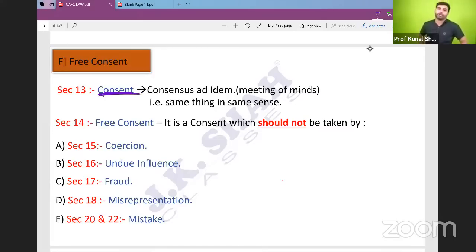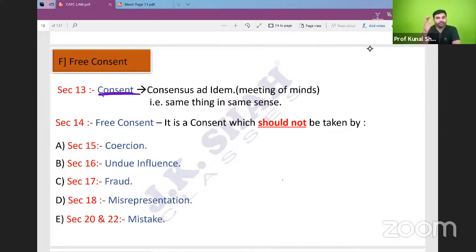Whenever you want to enter a contract with a person, you require the permission of that person. Without his permission, you cannot enter into a contract. But that permission should be taken freely. It should not be taken by force. It should not be taken under moral pressure. It should not be taken by fraud. It should not be taken by misrepresentation. It should not be taken by mistake as well.